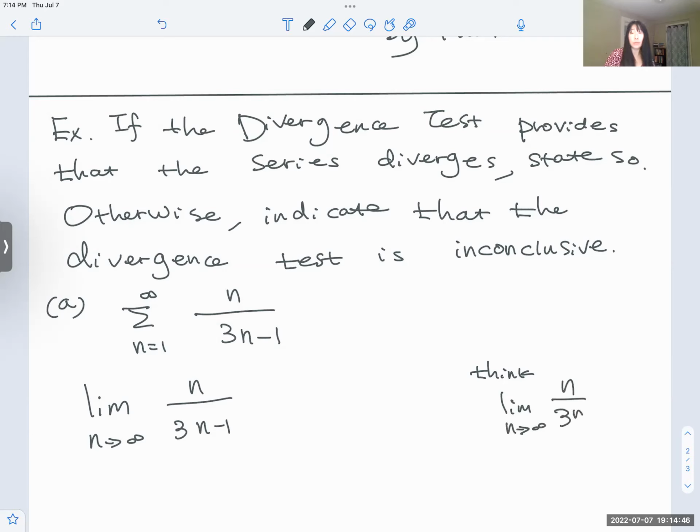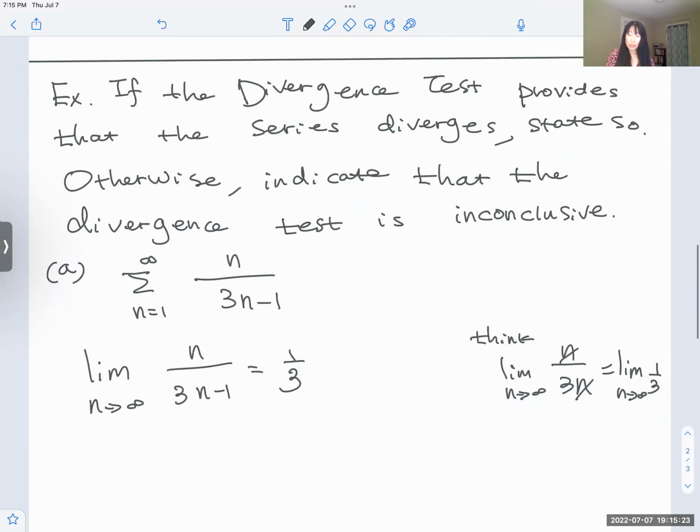n over 3n, not the power of n, just 3 times n. We simplify, so we get 1/3. Then we use the divergence test. We get 1/3, so it's not equal to 0, so we conclude it diverges. Make sense?